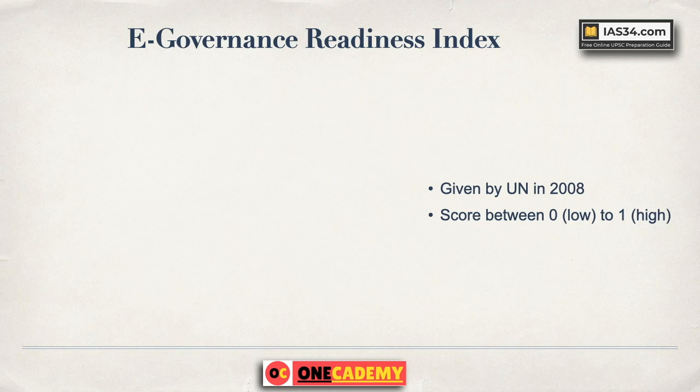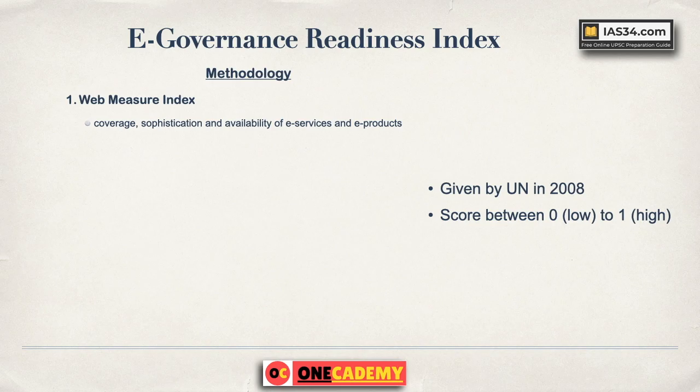What are the components? What is the method of preparing this index that the UN uses? The methods are as follows. Number one, there are three components actually of the e-governance readiness index. Number one is the web measure index. Web measure index is nothing but the coverage, sophistication and availability of e-services and e-products.